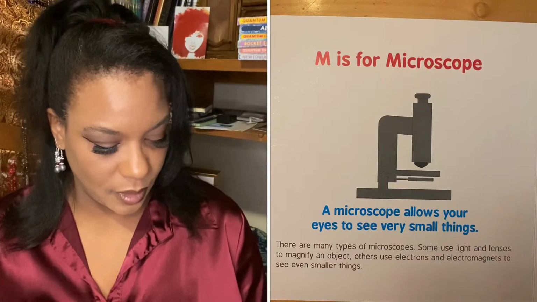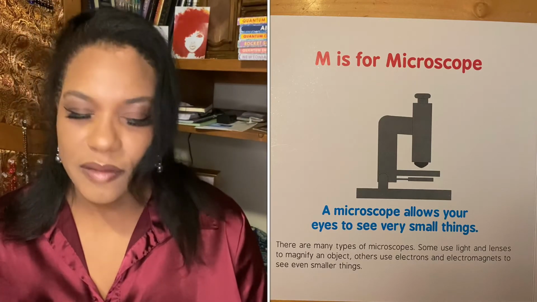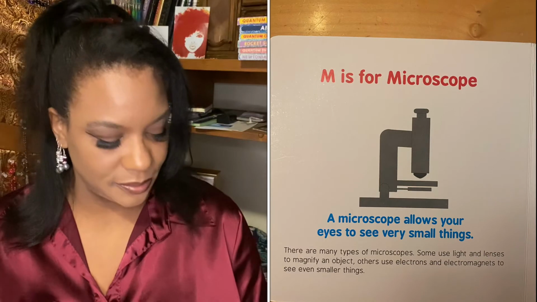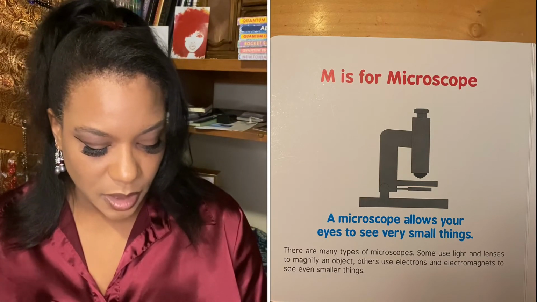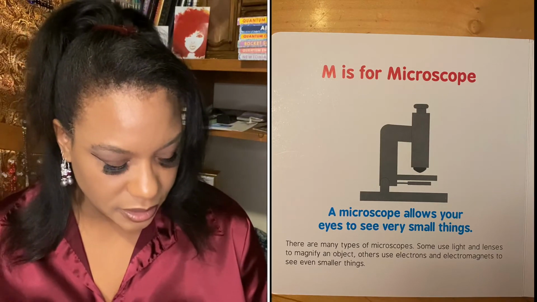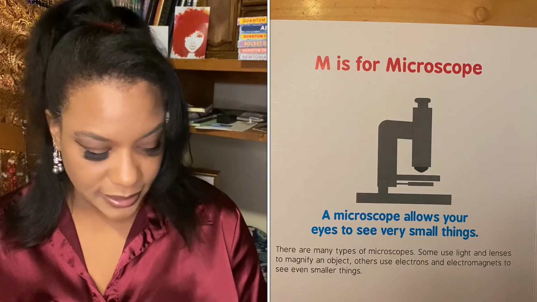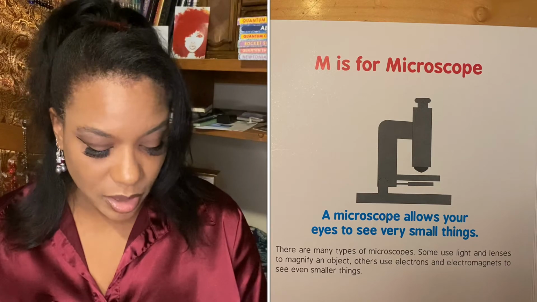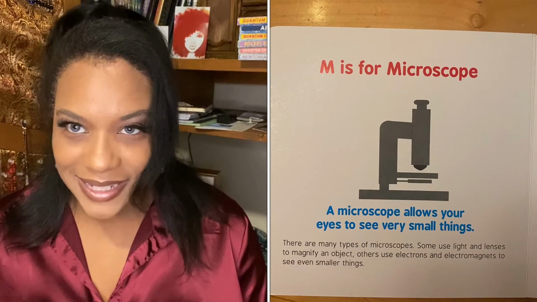M is for microscope. A microscope allows your eyes to see very small things. There are many types of microscopes. Some use light and lenses to magnify an object. Others use electrons and electromagnets to see even smaller things. Electromagnets. That's a good word.